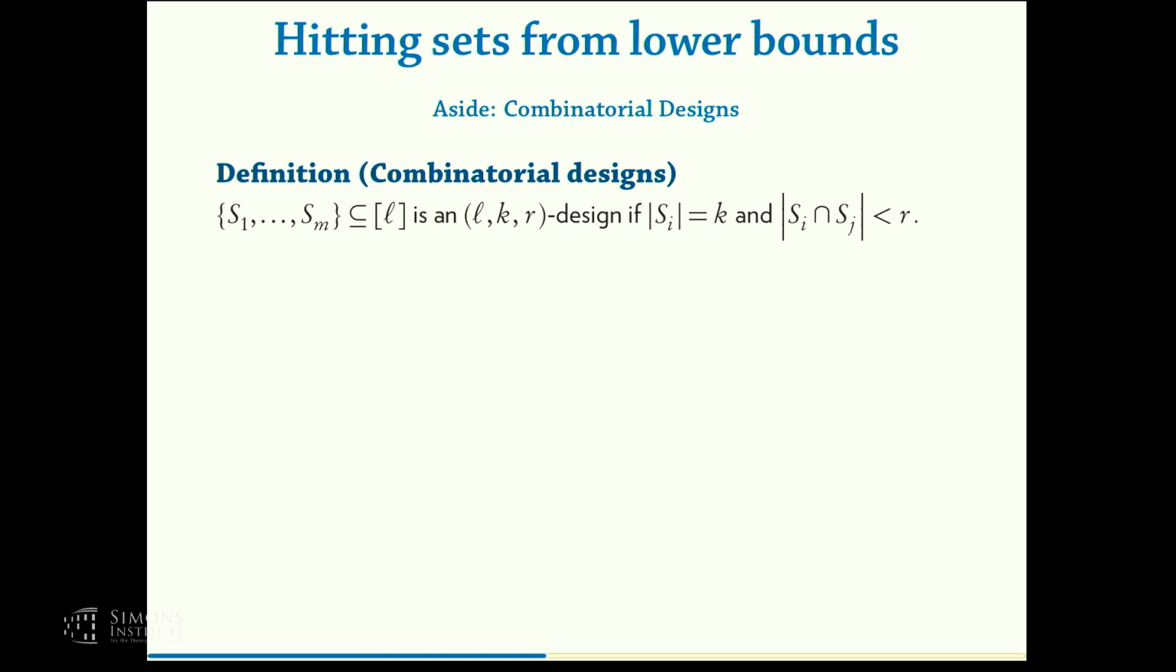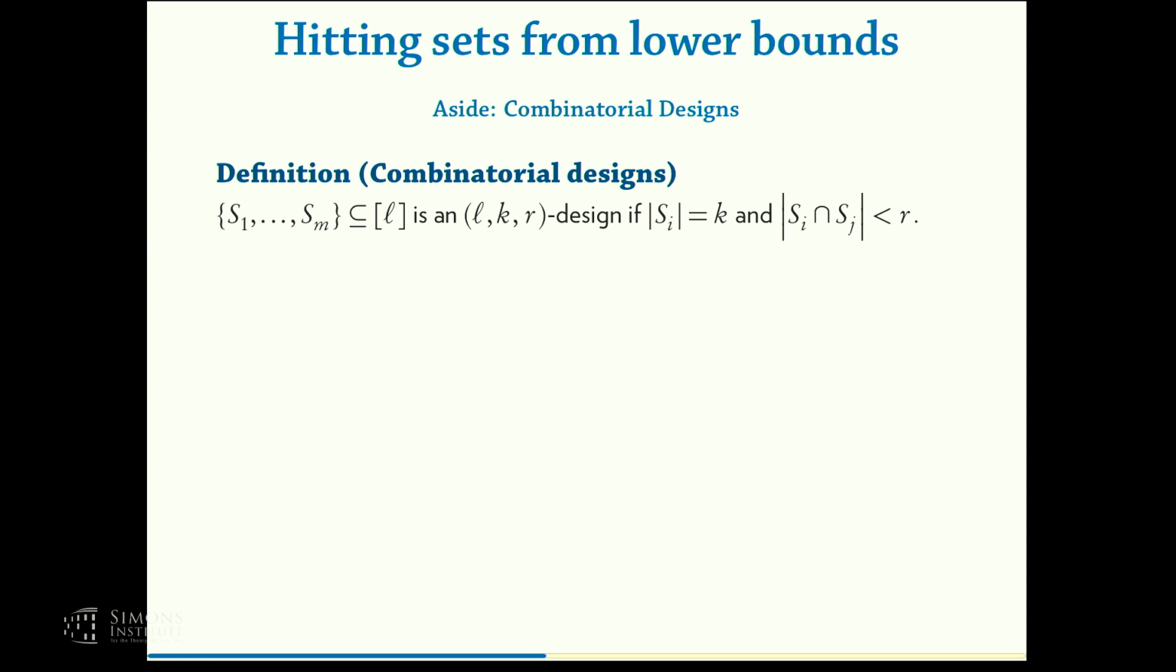So a combinatorial design is just a collection of subsets of a universe such that their pairwise intersections are small. Formally, I will say a collection of sets is an (L, K, R) design to mean that L says these all come from a universe of size L, K says that each set is of size K, and R is a strict upper bound on pairwise intersections, where i is not equal to j. These are called combinatorial designs, and we would like to construct such designs.